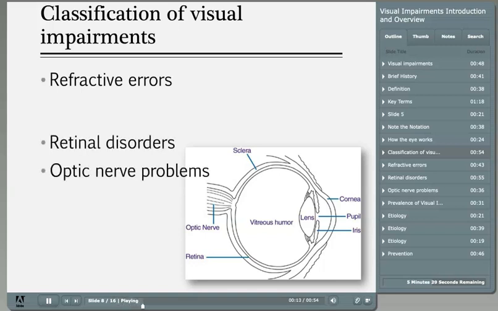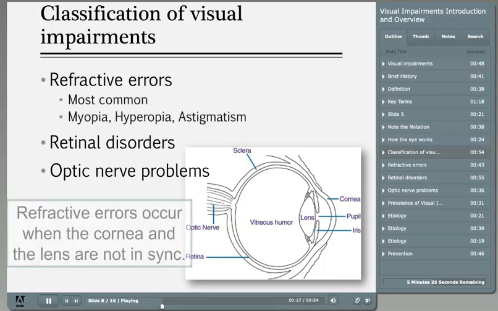Refractive errors are the most common vision problems. Refractive errors occur when the cornea and the lens are not in sync. You can see in this diagram where the cornea and lens are located. The eye normally creates a clear image because the cornea and the lens bend, or refract, incoming light rays to focus them on the retina.